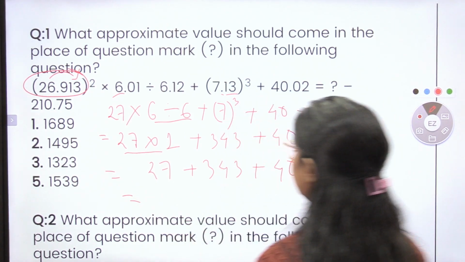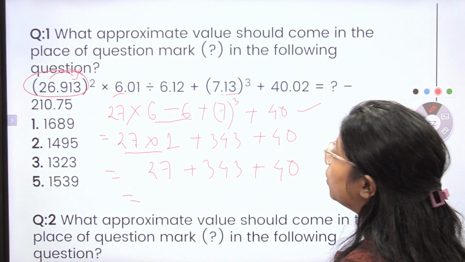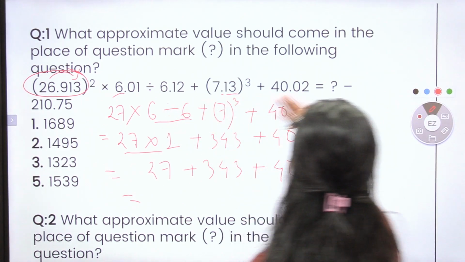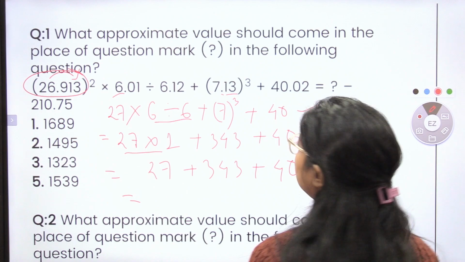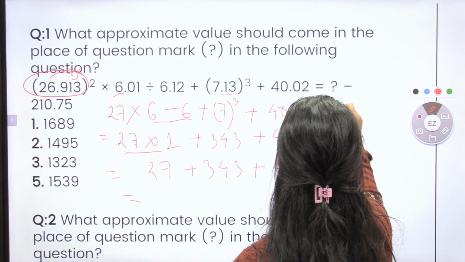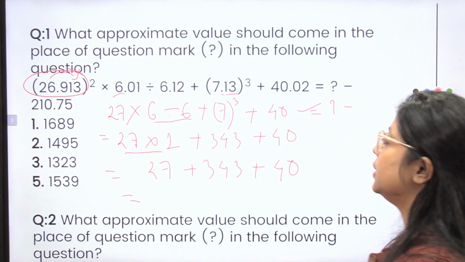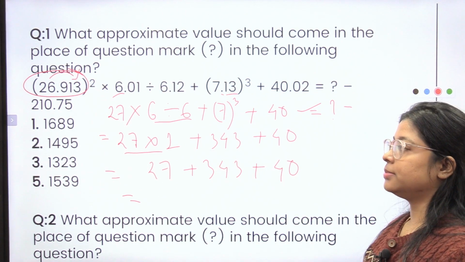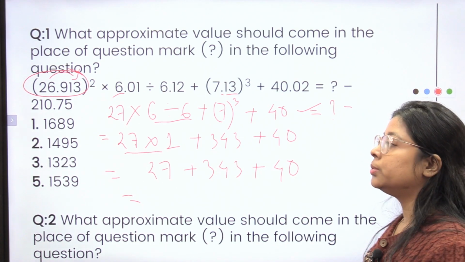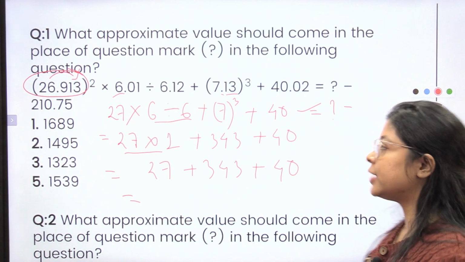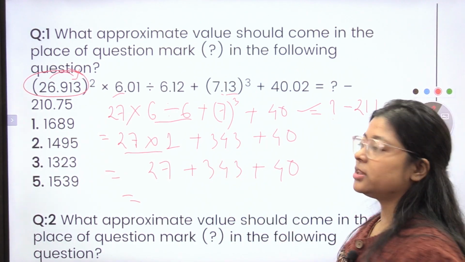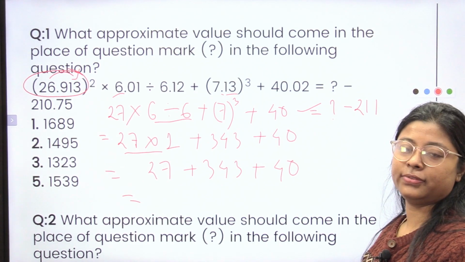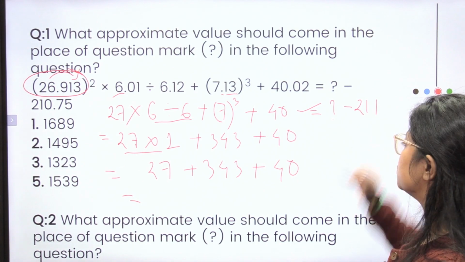So here what will be the value? Just add. Okay, after that here are some numbers. I have left it here. So after the equal sign there is a question mark minus 210.75. So what will we approximate? We will approximate 210.75 as 211, because the digit after the decimal is greater than 5. That's why here it will be 211.